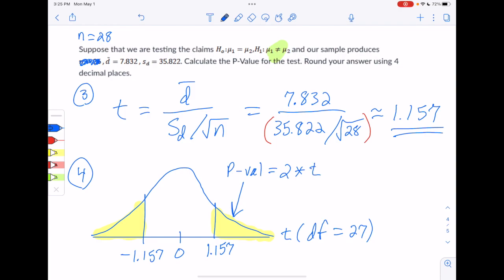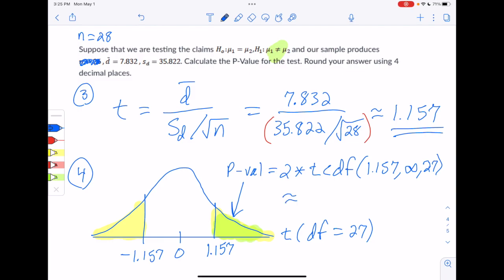This is a t curve, t test stat, so we'll use t CDF, and we're going to do this area on the right is what we're going to focus on for the calculator. So the left boundary of that green area is 1.157. The right boundary is infinity, and we're working with 27 degrees of freedom.